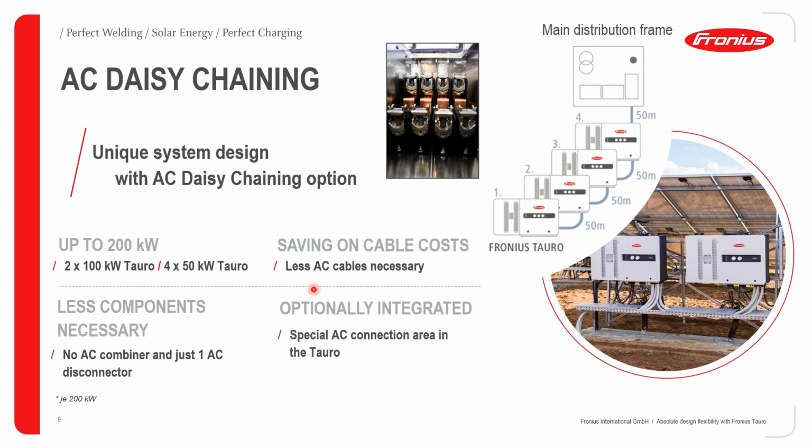But it's not only the saving on the cables, it's also that less components are necessary. For example, if an AC disconnector is required in your situation, you don't need 4 AC disconnectors for 4 devices here. You only need one AC disconnector in front of the main distribution frame, with which you would be able to shut down all 4 of them. So this can be also an advantage. Less components.